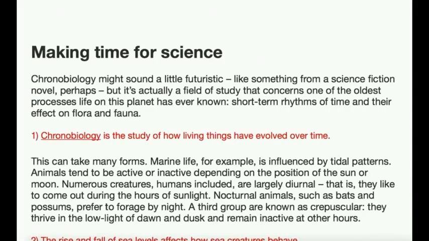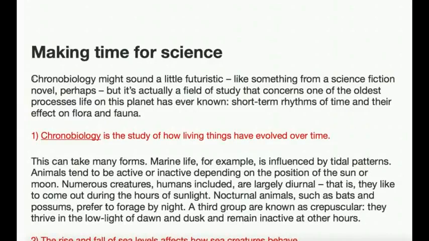Now the next thing we're going to look at is how to answer these IELTS reading true, false, not given questions. So we'll look at the first one. The first statement is chronobiology is the study of how living things have evolved over time. And we've worked out that the answer is in this paragraph. Now what you need to do, you scanned the paragraph to find the information quickly, but now you need to read very carefully to try and find out if the information is true, false or not given.